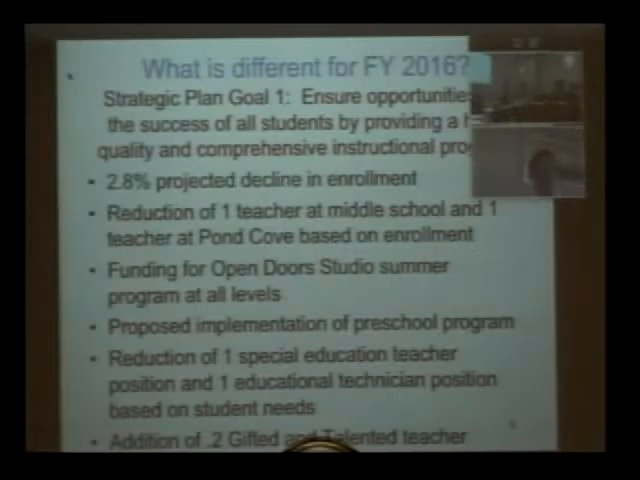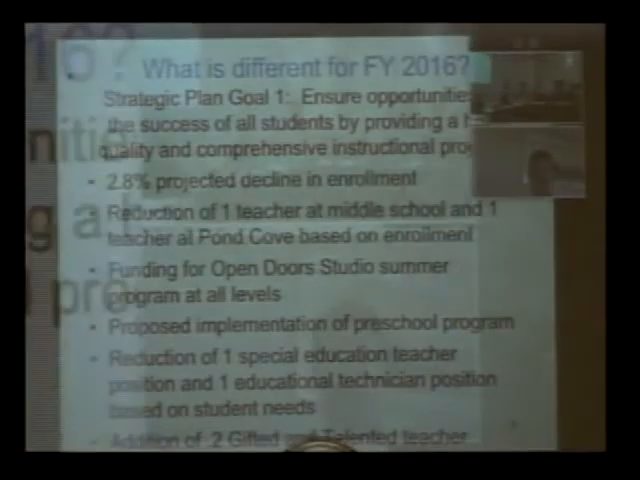Again, based on enrollment declines, our child count in special education has reduced since last year's proposed budget by about 4%, where we're projecting 153 students in special education next year. And again, as a result of that, we're proposing the reduction of one special education teacher position and one educational technician position based on student needs. Right now, both of those positions are vacant, so again, it will not mean the loss of any employees.